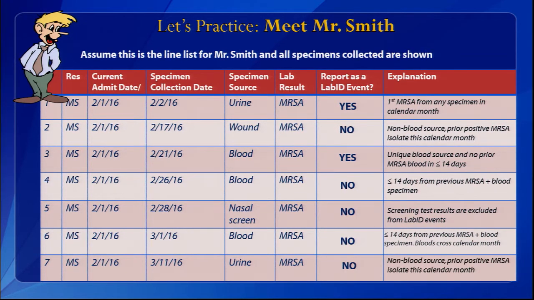So if you look at this, really, we've only reported in 2 months. We reported 2 lab ID events in February and none in March. And you will not report one in March unless it's a blood that occurs after 14 days from 3/1, so 3/15 on, okay?